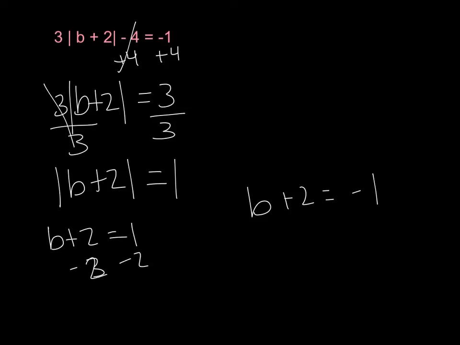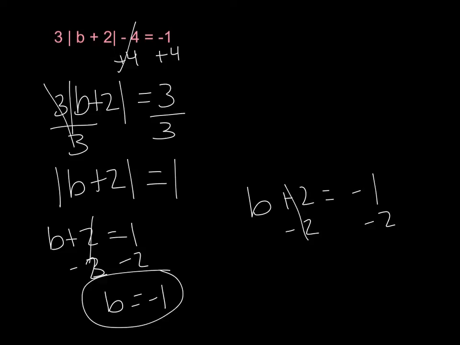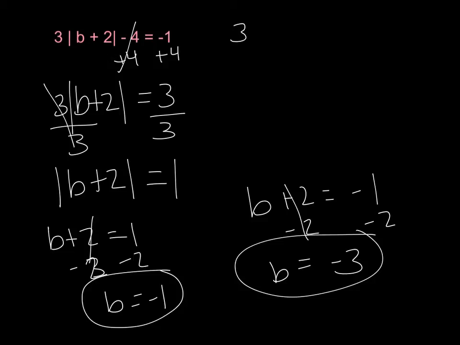So I'm going to subtract 2 from both sides, so b equals negative 1. That's one solution. And I'm going to subtract 2 in the other equation, and I get negative 3. Again, I would check those. Let's plug in the first solution. So I'm going to go back to the original. I'm plugging in negative 1 for b.